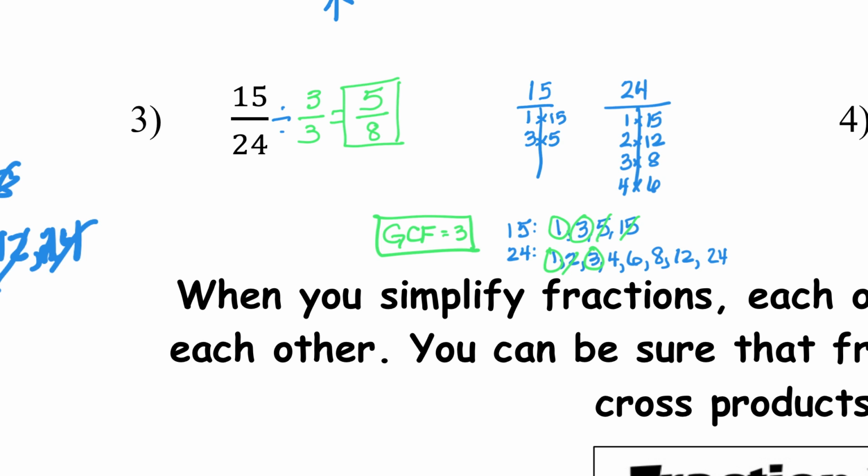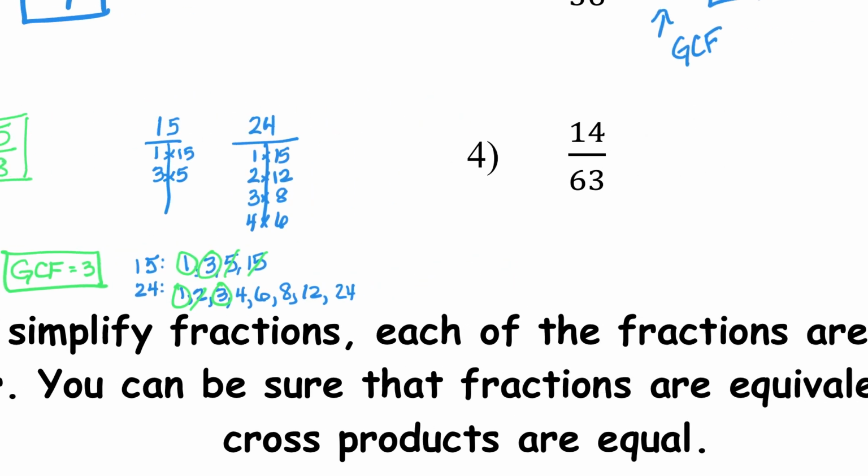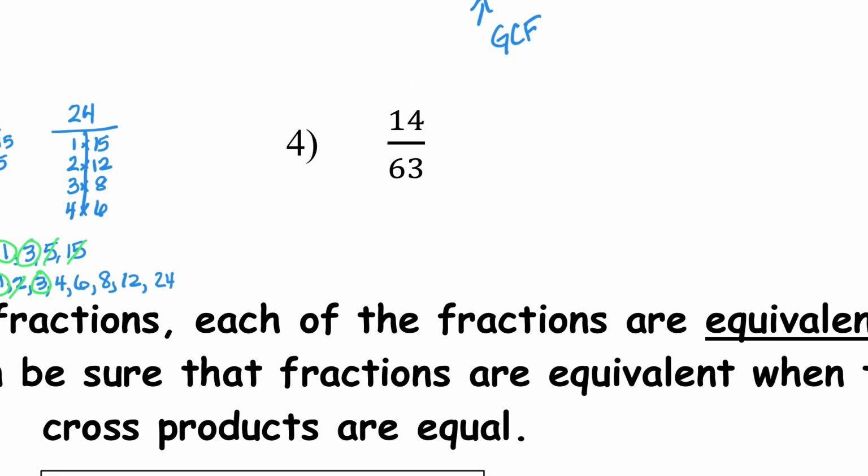Let's take a look at the next problem. Try the next one, number 4, on your own, 14 over 63. Well, if I do the math, I know that 14 cannot go into 63. So what I'm going to be doing here is making a T-chart for 14 and for 63, and I'm going to find the greatest common factor. I can actually kind of see it in my head already, but I'm going to go ahead and make my T-charts and find the greatest common factor and simplify. Try this one on your own, see how you do.